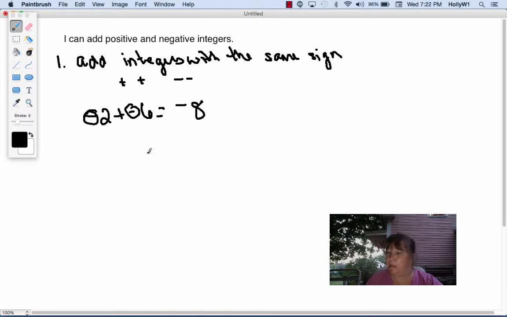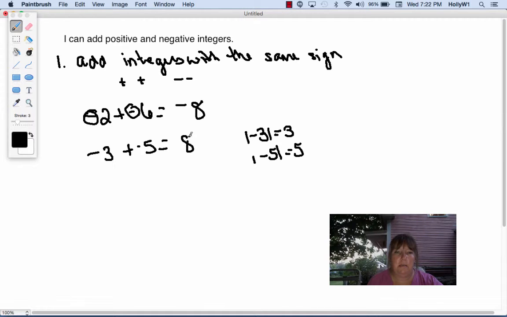Okay, let's try another example. Let's try negative 3 plus a negative 5. Oops, that's actually going to come up with the same answer. So we're going to say the absolute value of negative 3 is equal to 3, and the absolute value of negative 5 is 5. So 5 plus 3 is 8, and the common sign between them is negative. So the answer is, again, negative 8.